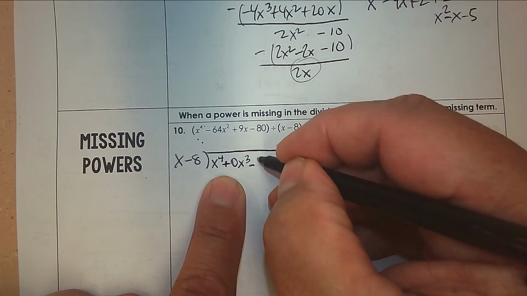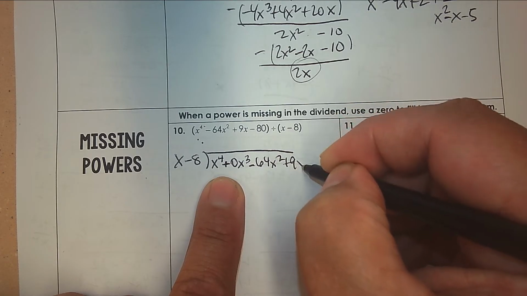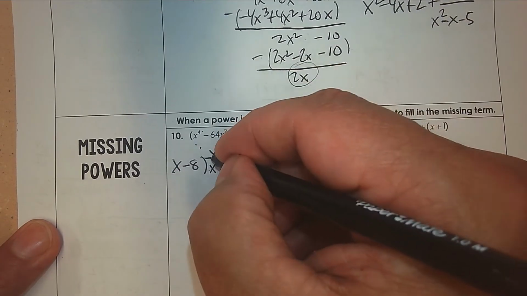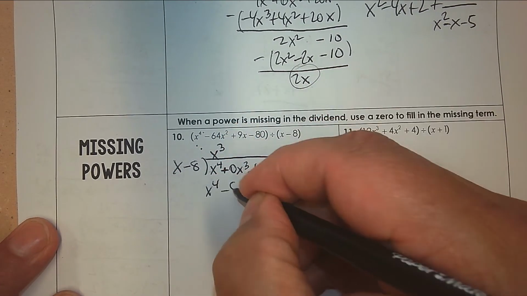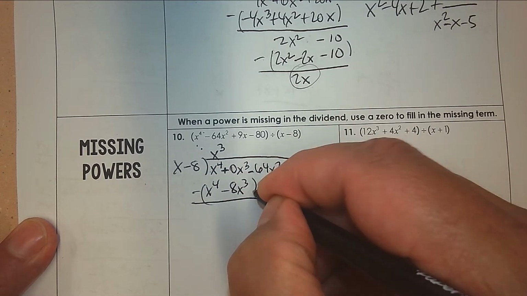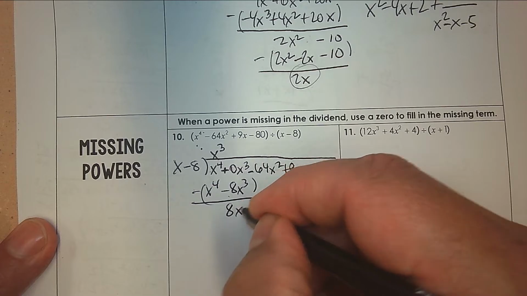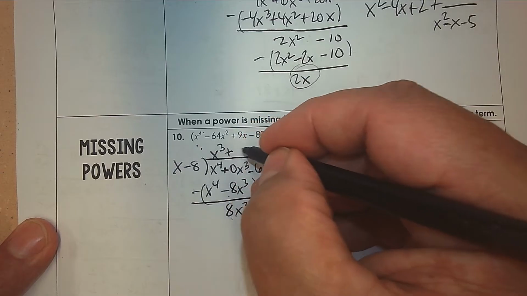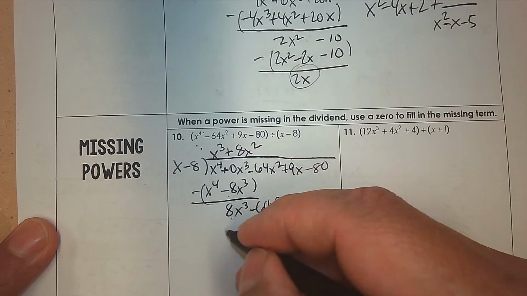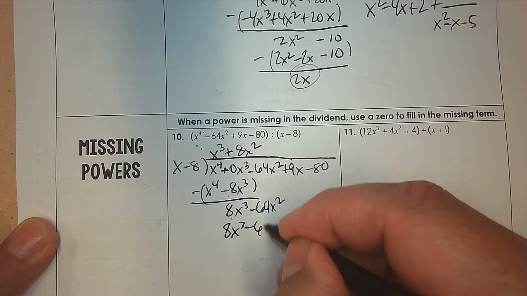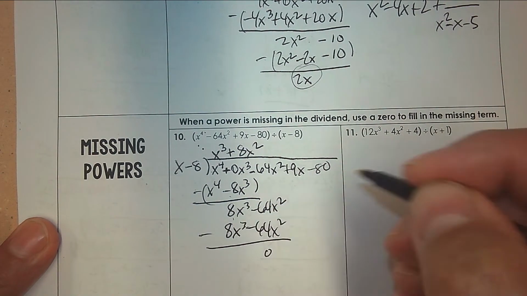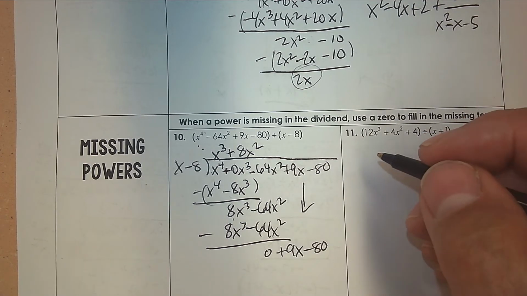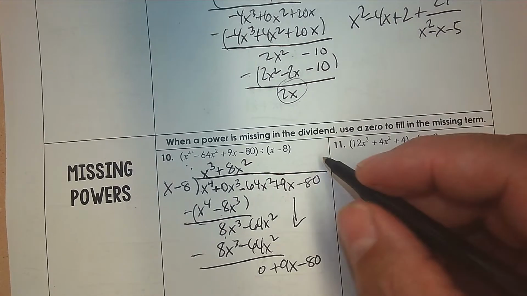And then I have negative 64x squared. I have 9x and negative 80. Nothing else was missing. So again, I'm going to go 1 divided by 1 and subtract the exponents. And then 0 subtract negative 8 gives me positive 8x cubed. 8 divided by 1 is 8, and subtract the exponents. Subtract, they all eliminate, so I bring down everything that's left over.